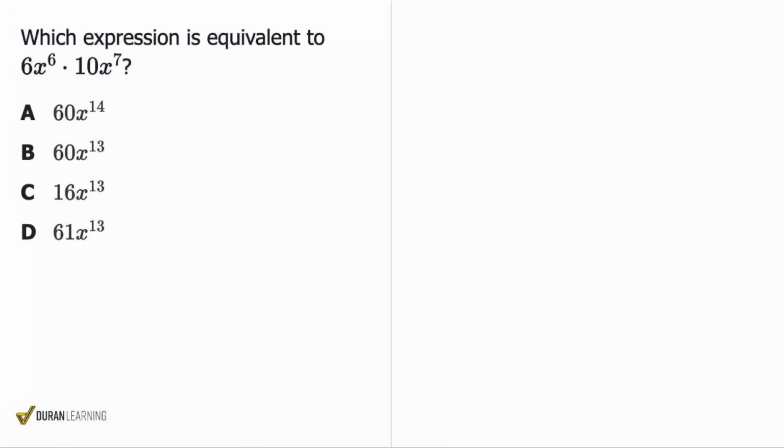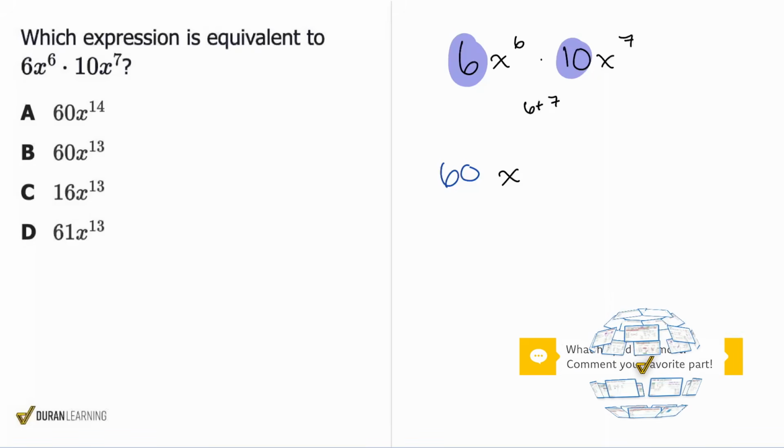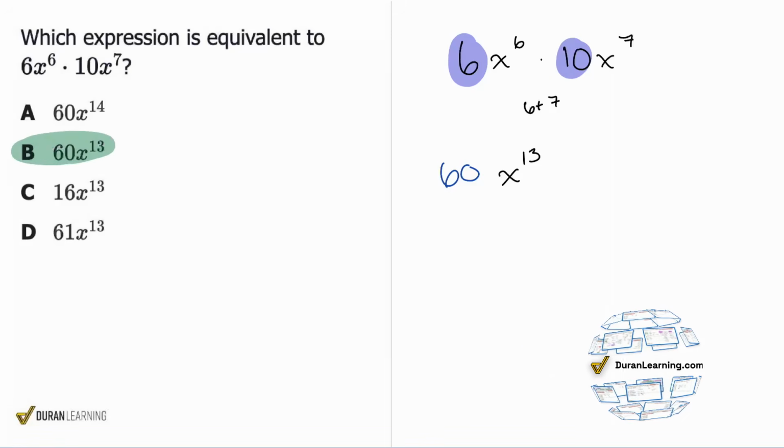What do we do when we are multiplying powers with the same base? Correct, we add those exponents. So let's get to work here. Let's write it out. 6x to the power of 6, 10x to the power of 7. We'll grab the 6 and the 10, multiply those together to get 60. And then from there we have x to the power of 6 plus 7, which is going to be 13. Let's bring that over here. And there we are. The correct answer is going to be 60x to the power of 13. Answer choice B.